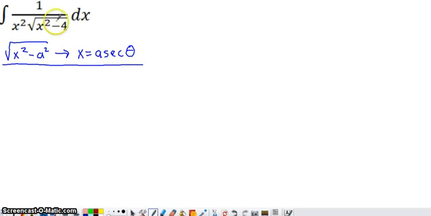That should hopefully allow us to get rid of this root. And then maybe we'll get some cancellation to occur and we'll be staring at something a few steps down the road that we can actually find an antiderivative for. So we're going to let x equal, if this is a squared, right, we have an a squared sitting right here. A, I guess, would be 2, right? We squared 2 to get 4. So we'd be letting x equal 2 secant of theta.